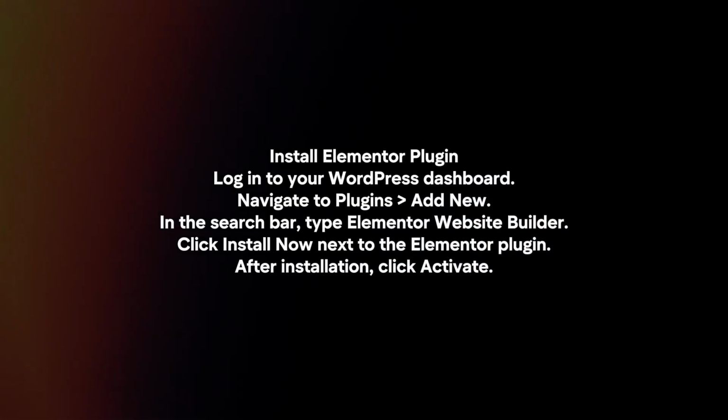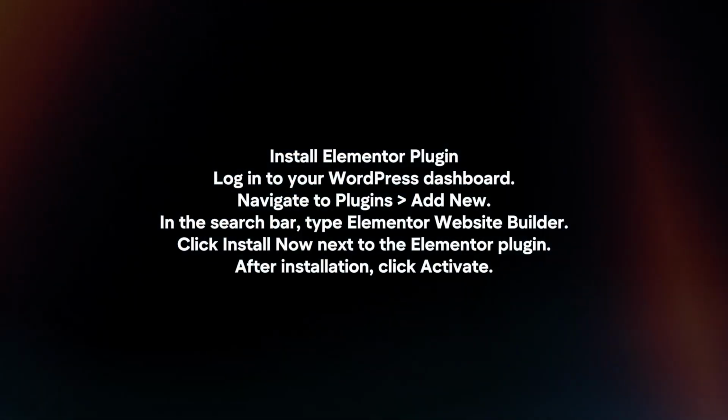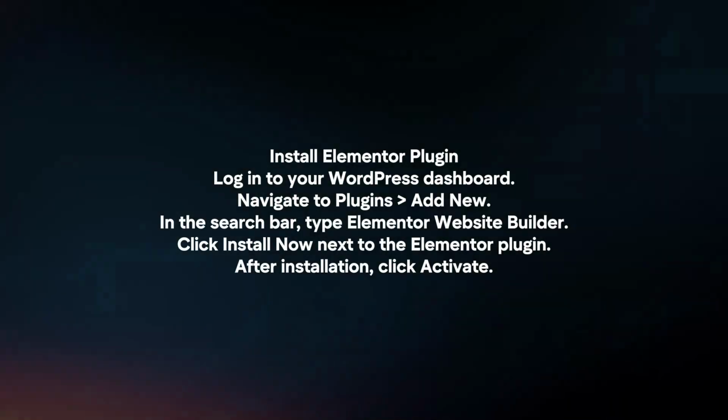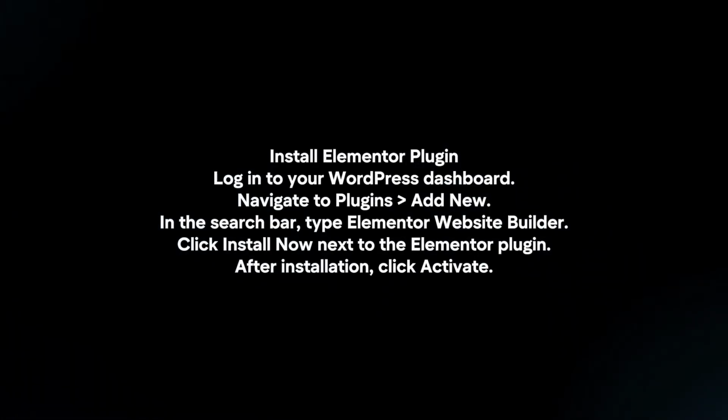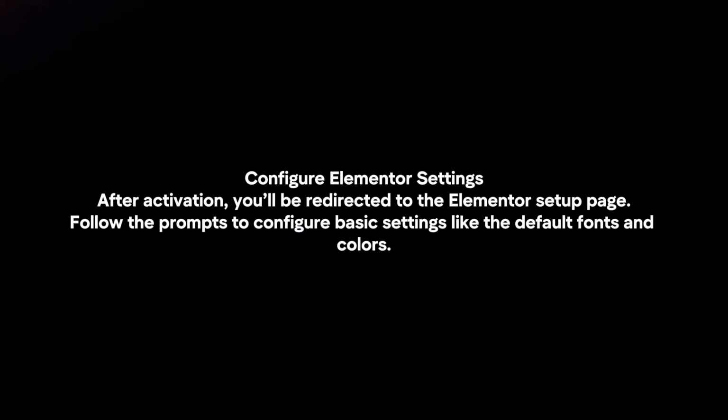Navigate to Plugins, Add New. In the search bar, type Elementor Website Builder. Click Install Now next to the Elementor plugin. After installation, click Activate.